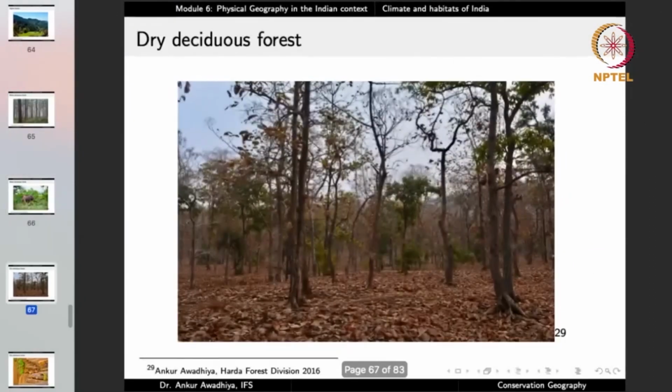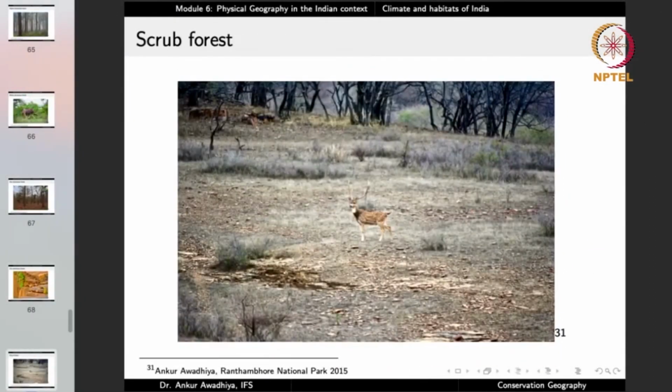Next we have the scrub forest. Now scrub forests are found in drier areas, and in these areas the trees will be less in number and most of the vegetation will comprise of grasses or shrubs. Now this is an adaptation for less amount of moisture in these areas. So the amount of moisture is so less that it cannot support a large number of trees, and so you find smaller plants, you find grasses and you find shrubs. And these areas do support a large amount of biodiversity. Of course, not that high as is supported by a forest, but even in these areas you can find animals such as tigers or animals such as cheetal.